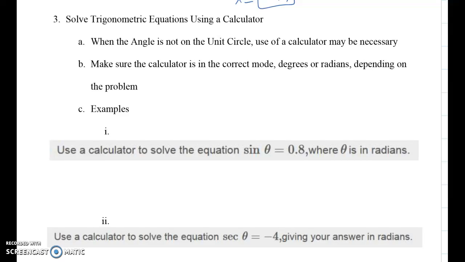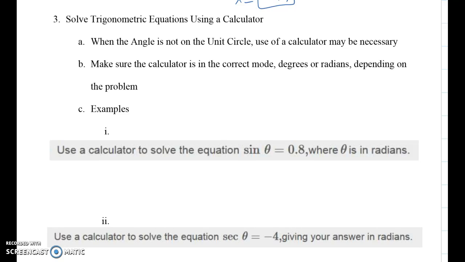Number 3, let's look at solving trig equations using a calculator, because sometimes it's not going to be an angle that's on your unit circle. So just a couple of things before we get going. When the angle's not on the unit circle, we do want to use our calculator. And make sure your calculator is in the correct mode.